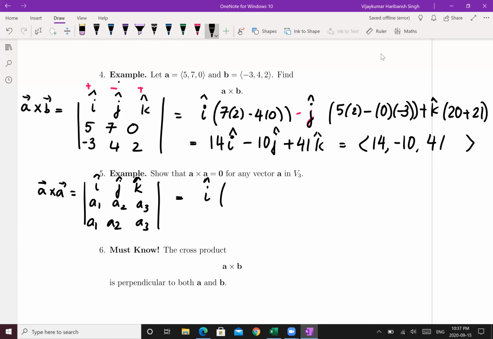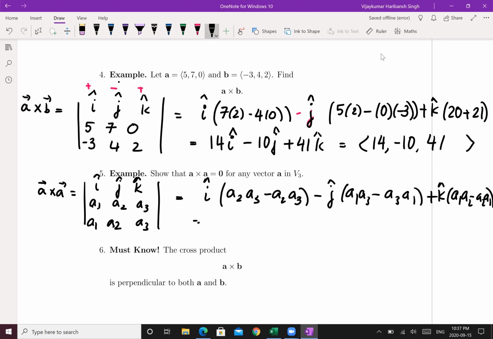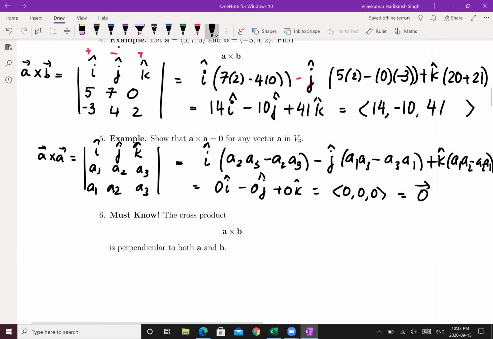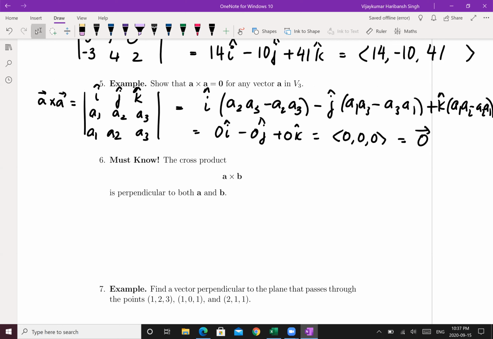So i times A2 A3 minus A2 A3, minus j times A1 A3 minus A3 A1, plus k times A1 A2 minus A2 A1. These are equal, so you get 0i minus 0j plus 0k, which is essentially the 0 vector, also written as 0 as a vector. So this says that the cross product of a vector with itself is 0.